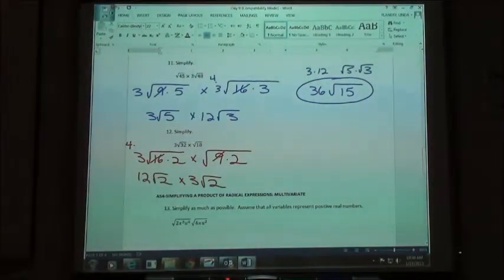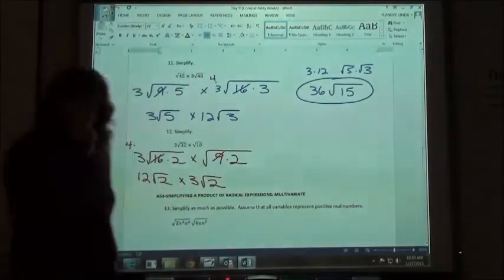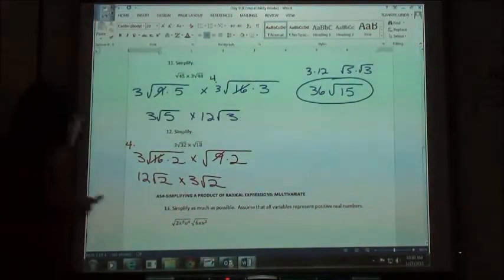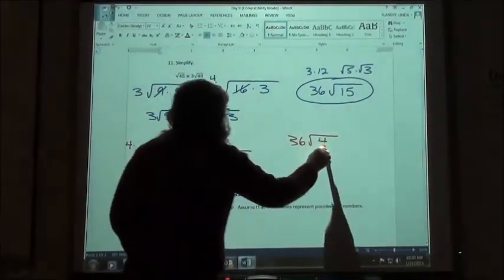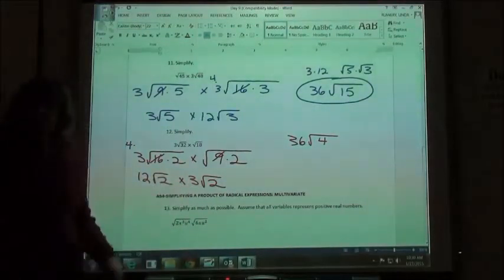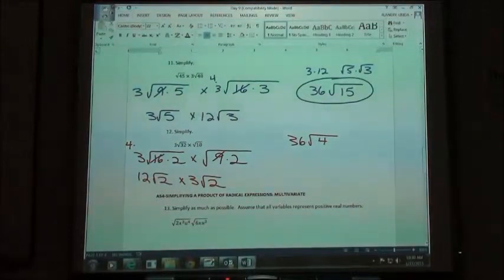So now when we multiply them, what are we going to do? Square 4. Exactly. 12 times 3 is 36. Square root of 2 times the square root of 2 is the square root of 4. So we look at our square root. Can we simplify that? Yep. 4 is a perfect square, right? We don't even have to do any factoring. We just have to do the square root of 4.